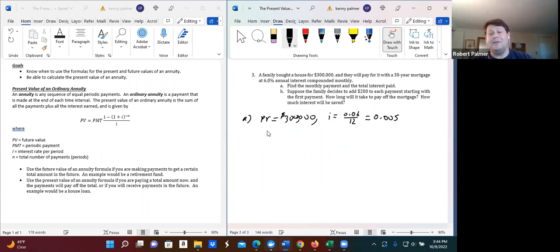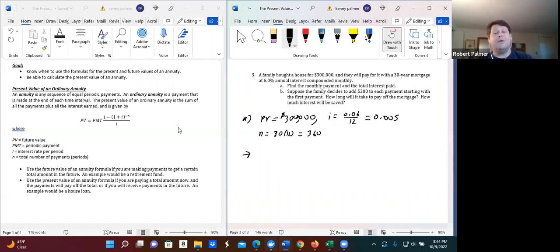Then also our N, what is our N? So our N is the number of payments. Okay, so the number of payments we're going to make in total. So it's going to be paying monthly, the monthly payment, 30 years. That's going to be 30 times 12. So 30 years, 12 payments each year. And so that's going to be 360 payments. Okay, so let's plug all that in.